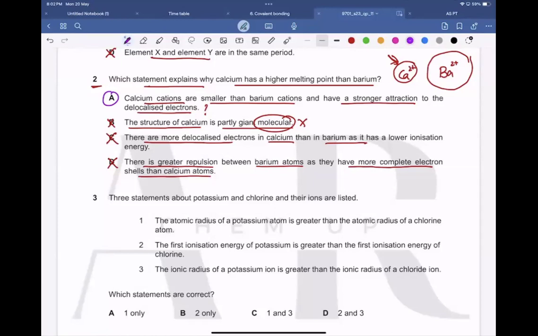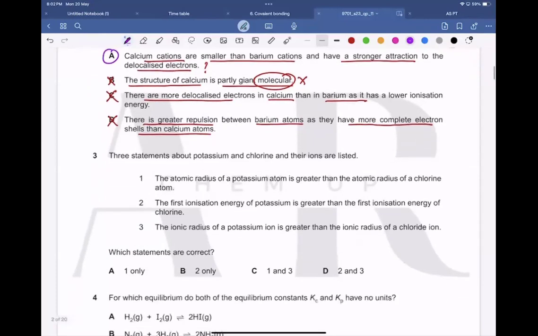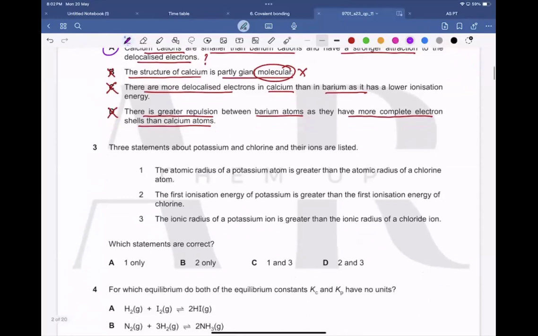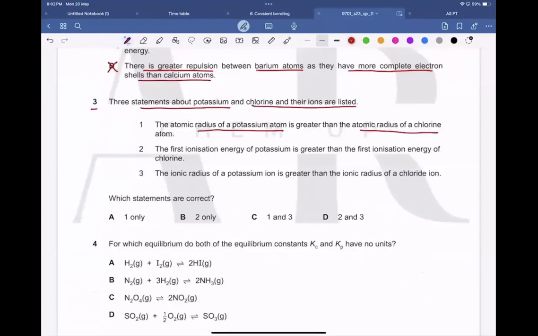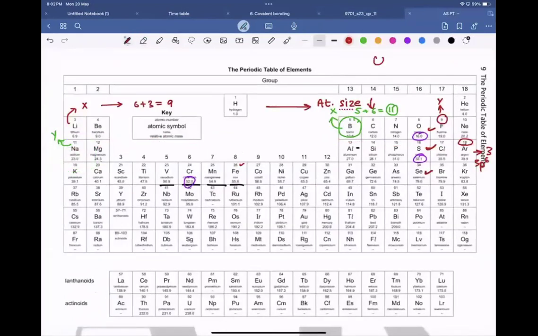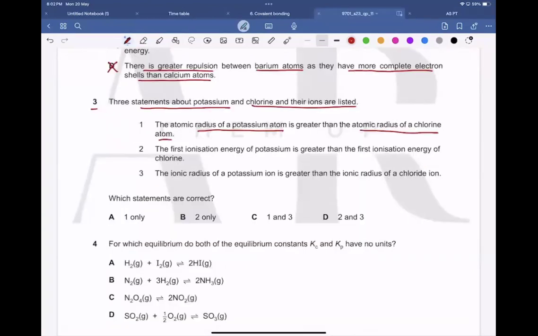Now, question number 3. Three statements about potassium and chlorine and their ions are listed. The atomic radius of potassium atom is greater than the atomic radius of chlorine atom. Okay, let's have a look. Chlorine is in period 3, so it means chlorine has 3 shells, right? And potassium is in period 4, so it has 4 shells. So yes, potassium is bigger and chlorine is relatively smaller. So the first statement, I, seems correct.